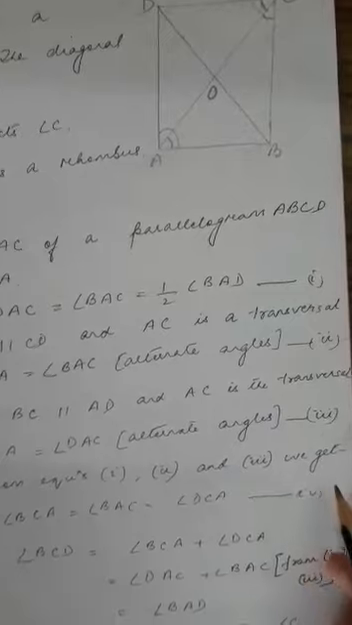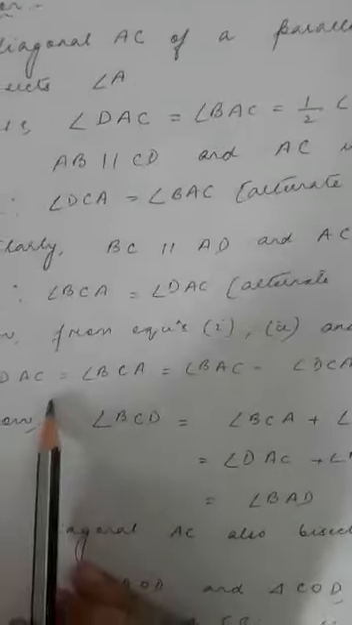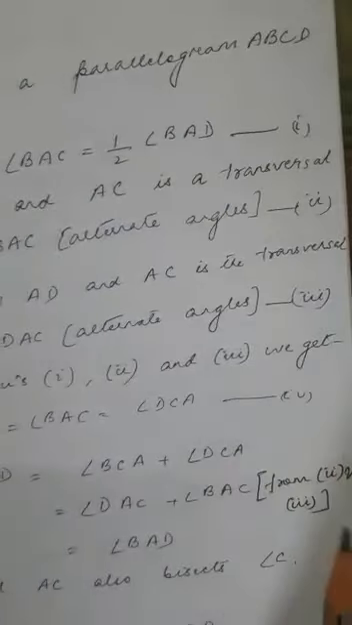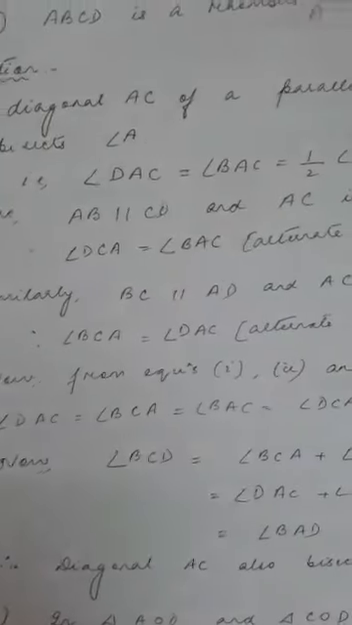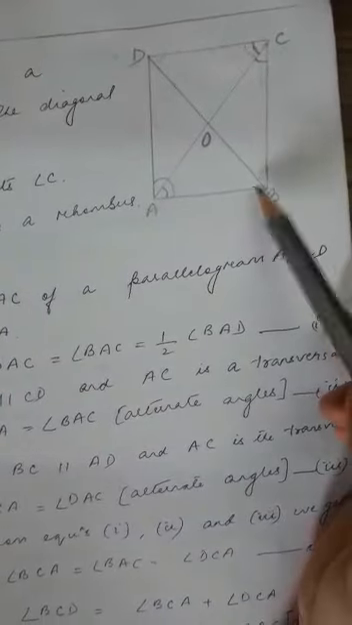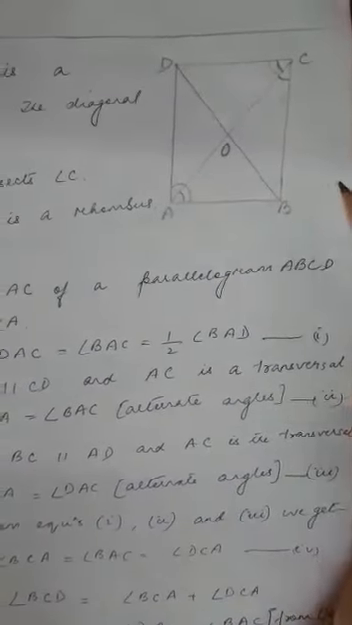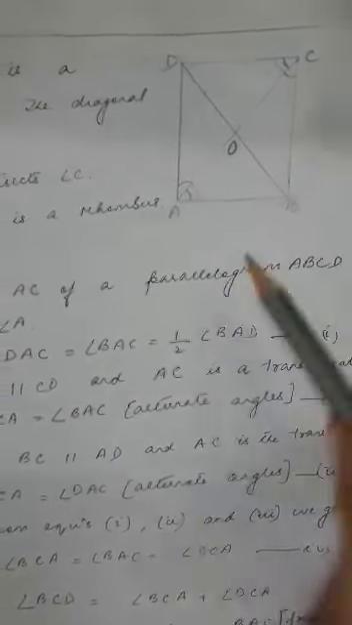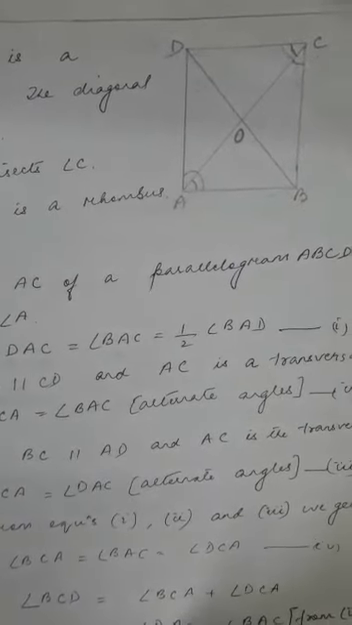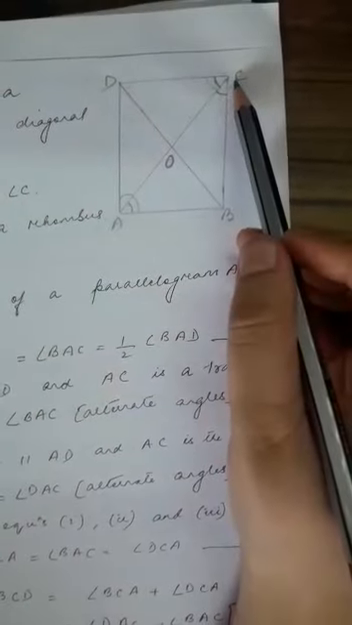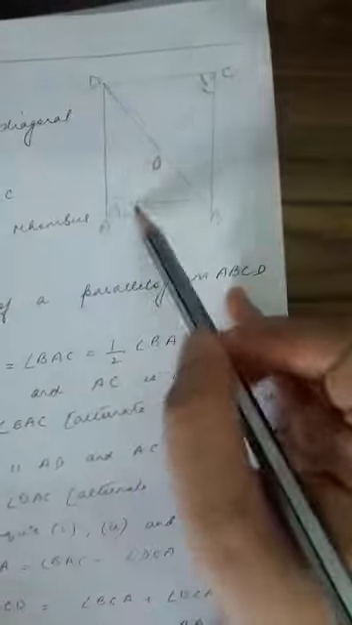From these three equations we can say that the angles DAC, BCA, BAC and DCA are all equal. Let us keep this as equation number 4. Now angle BCD can be written as BCA plus ACD. From equation 2, BCA is equal to DAC, and from equation number 3, DCA is equal to BAC. So DAC plus BAC will give me the angle BAD, this complete angle.